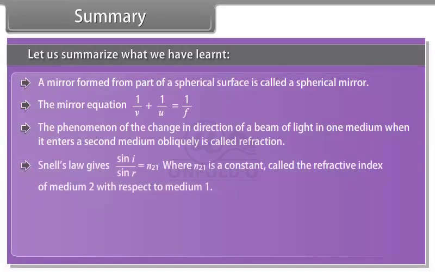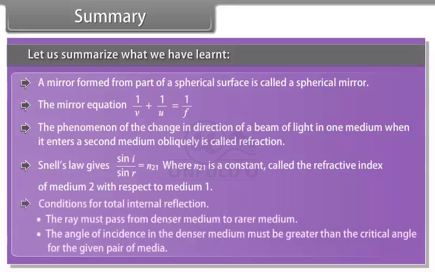Snell's law gives sin i by sin r is equal to n21, where n21 is a constant called the refractive index of medium 2 with respect to medium 1. Conditions for total internal reflection. The ray must pass from a denser medium to a rarer medium. The angle of incidence in the denser medium must be greater than the critical angle for a given pair of media.